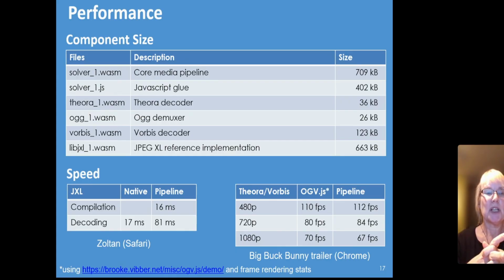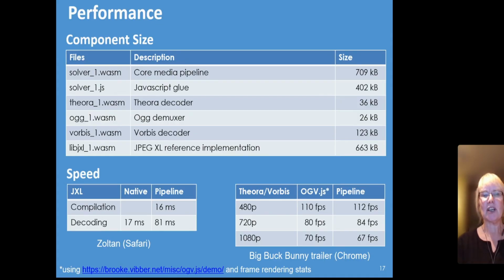Quickly thinking about speed, if we look at the table in the lower left, if you think a few slides back, only Safari natively supports JPEG XL display. So using the Zoltan image, we've measured a 17 millisecond decoding display time for this particular image. Our pipeline approach, because it includes the pipeline creation, instantiation, et cetera, as well as decoding, is significantly slower than native decoding. However, it still is at 100 milliseconds, and hopefully our demos convinced you that this is useful.